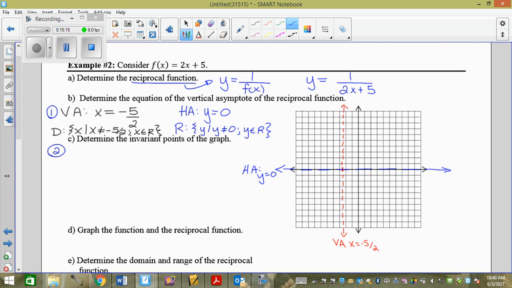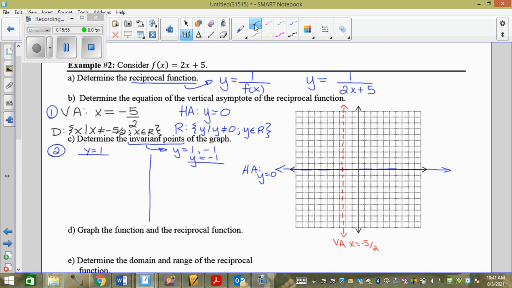So invariant points on a reciprocal, and this isn't for every single case if they ask you invariant points next year. It's for reciprocals because 1 divided by 1 and 1 divided by negative 1 stay the same. So my invariant points for reciprocal graphs happen at y equals 1 and negative 1. So I'm always going to do two cases. I'm going to do one where y equals 1 and then solve for x. And I'm going to do one where y equals negative 1 and then solve for x.